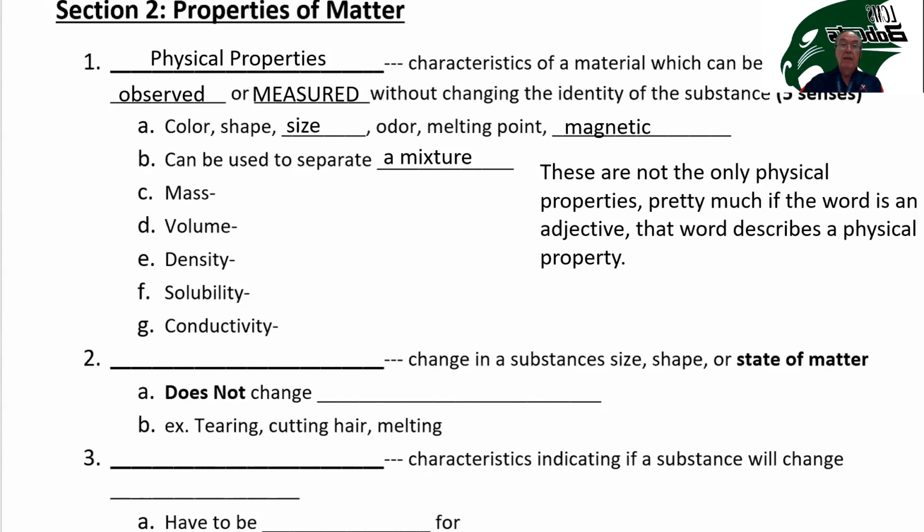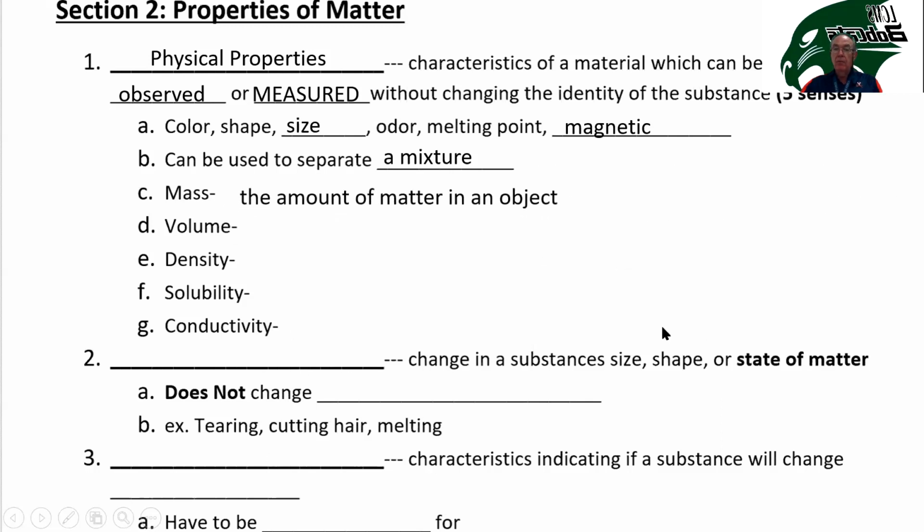Now these properties that we're talking about here, don't get confused, kids. These are not the only physical properties there are. Pretty much if a word is an adjective, and adjectives describe persons, places, or things, then if it describes a thing, that means it's a physical property because it's something we can observe. So, you know, it's thick or rough or, you know, there's just too many of them to list. So I'm not going to put every adjective we can think of in the notes. That'd be crazy.